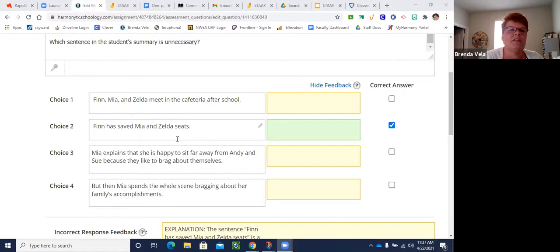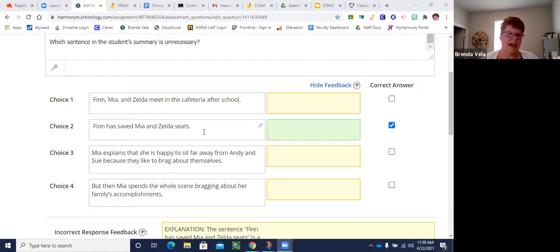Do we have to have Finn saved Maya and Zelda's seats? Yes or no? I need everybody, yes or no. So it's important that we know that Finn saved seats for Maya and Zelda. That's life-changing in the story. No, we do not need to know that. That's not important that he saved the seats.